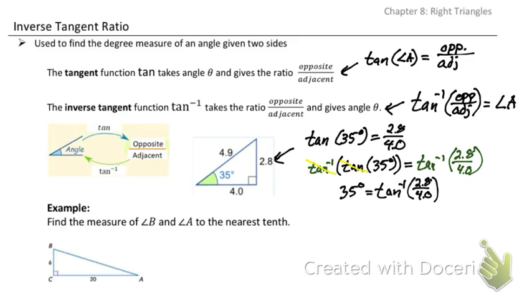We all good? Did we get about 35 degrees on all our calculators? Is everyone saying yeah? All right. So the real big thing you have to take away from this is that tangent of an angle gives you your sides. Tan inverse of your sides gives you back out your angle.